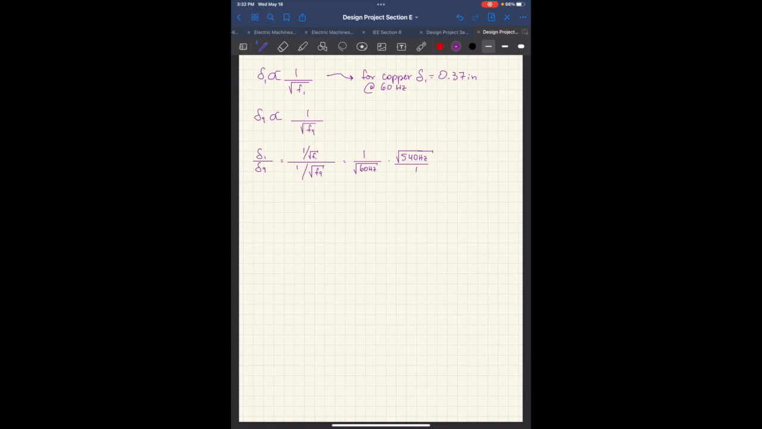If I plug in delta 1 equals 0.37 inches, I can solve for delta 9. It's going to turn out that delta 9 is going to be 0.123 inches.